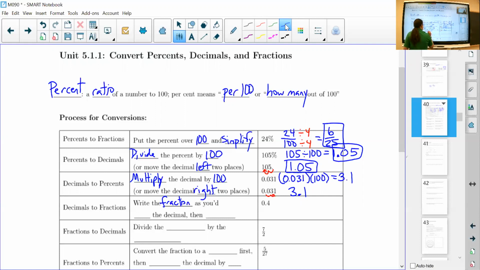Decimals to fractions. We're going to write the fraction as you would read the decimal. Remember, we learned about how we don't just call it 7.5, it's 7 and 5/10. This is why. Write the fraction as you'd read the decimal, then simplify.